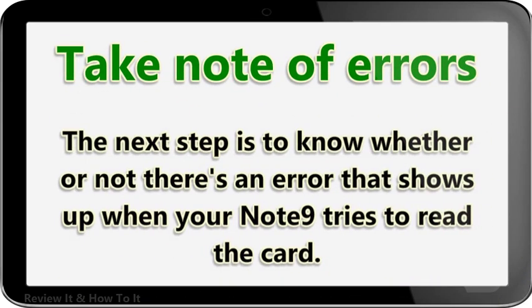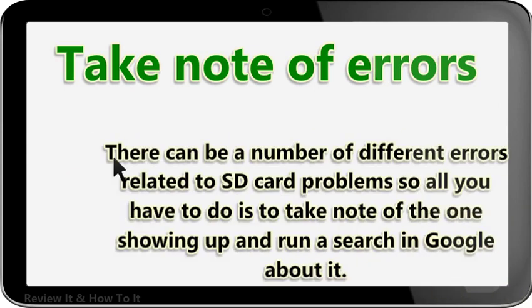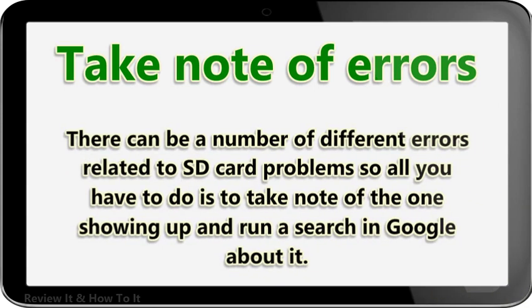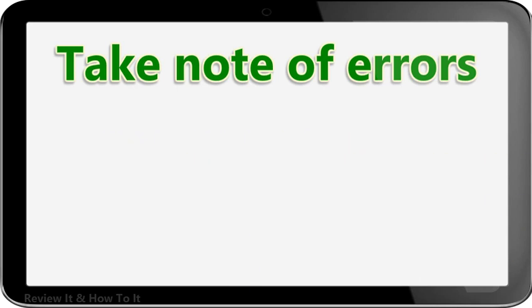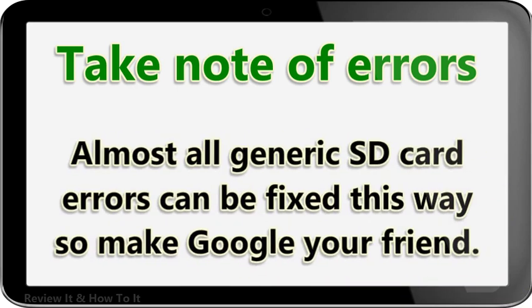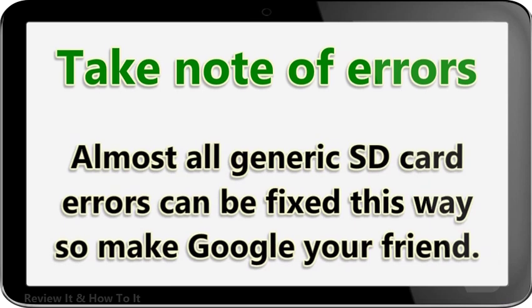Take note of errors. The next step is to know whether or not there's an error that shows up when your Note 9 tries to read the card. There can be a number of different errors related to SD card problems, so all you have to do is take note of the one showing up and run a search in Google about it. Almost all generic SD card errors can be fixed this way, so make Google your friend.